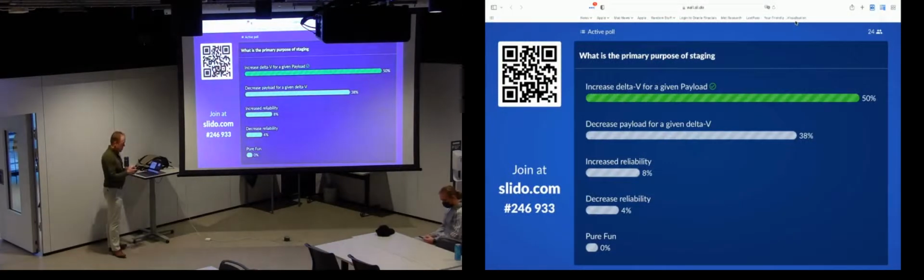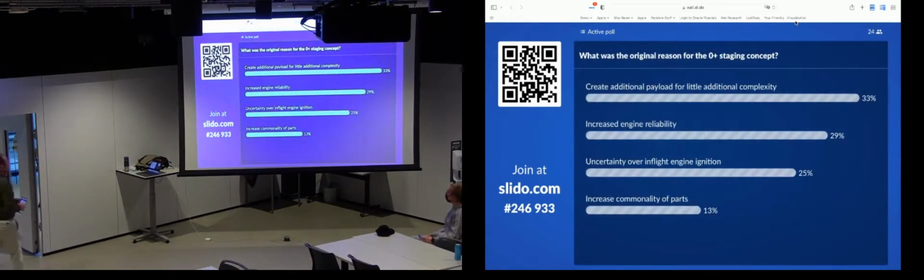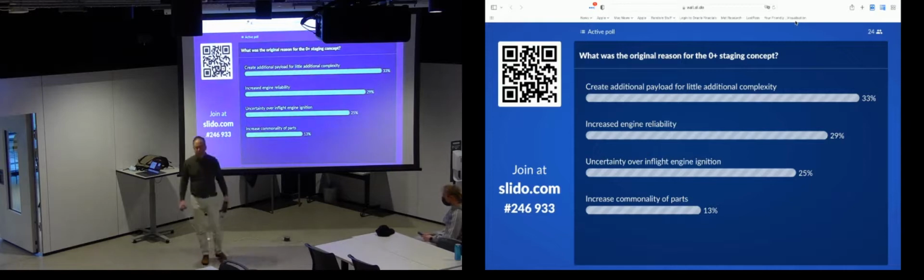Back to the second question. This is a bit of a history of staging. What was the original reason for the 0+ staging concept? Now, the trick here is the original reason. It's not the reason we use it today, but it's the reason that the R7 had 0+ stages. It's the reason that the Atlas was a 1.5 stage rocket. So, is it to create additional payload for little additional complexity, which 33% of you said? Is it increase engine reliability, uncertainty over in-flight ignition, or increased commonality of parts?